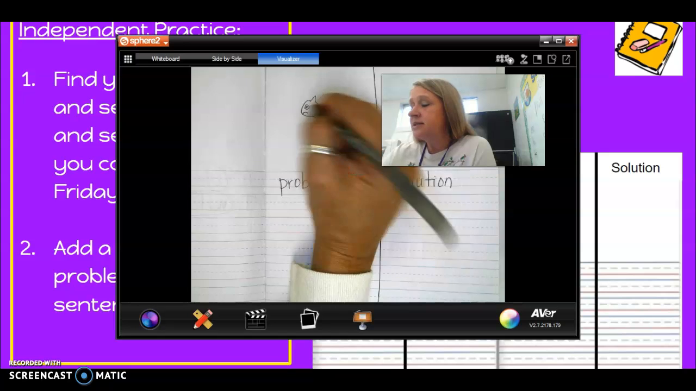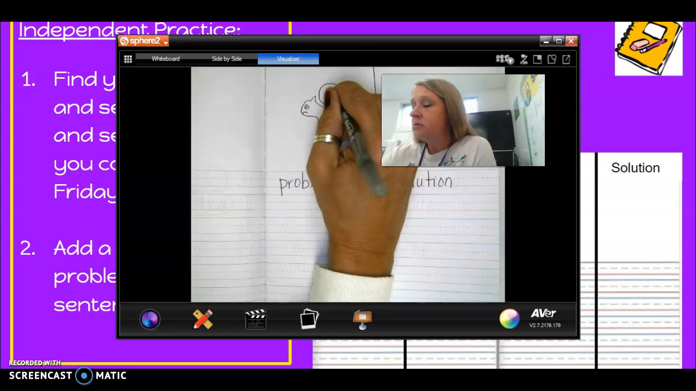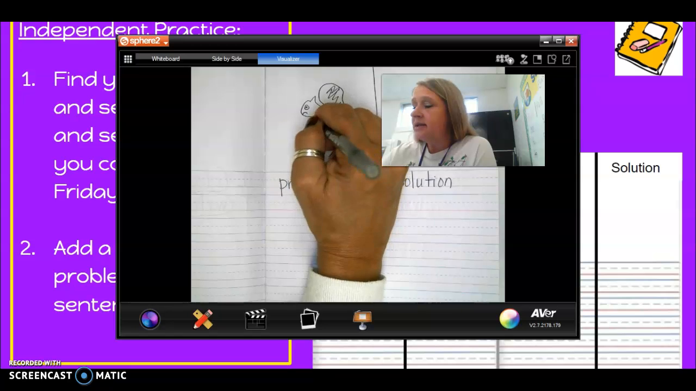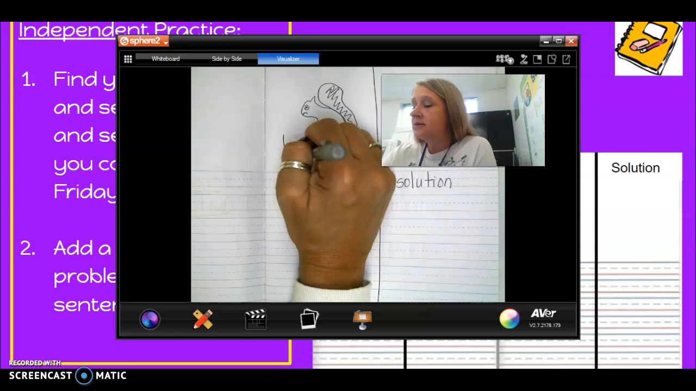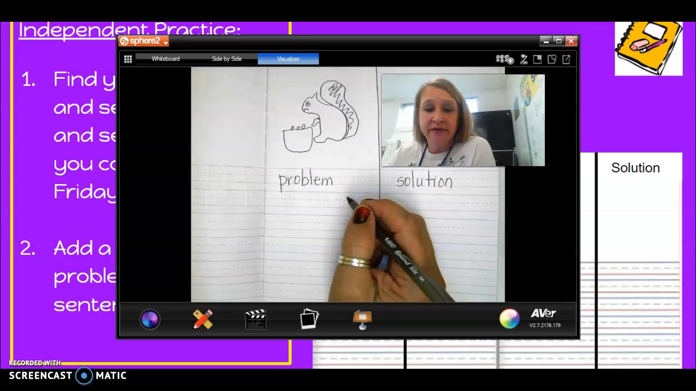So he's looking kind of sad. Here's his fuzzy tail. Okay, he's looking kind of sad. He needs to go get some pecans for the winter. He's running out of food.